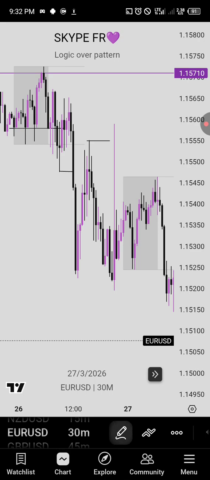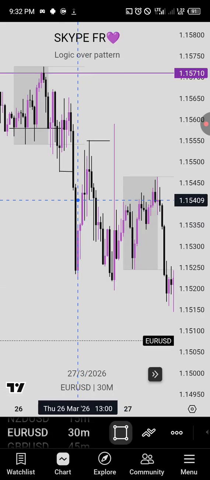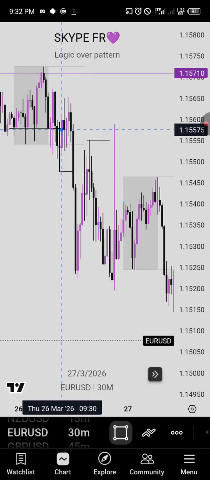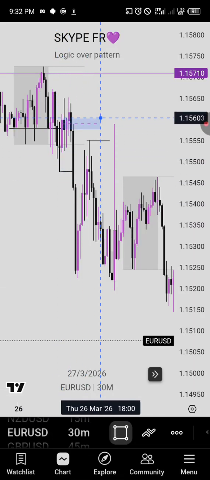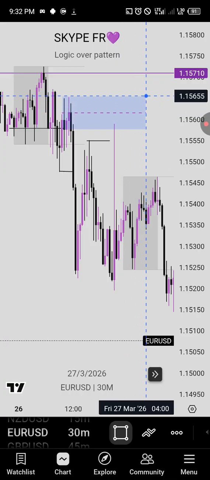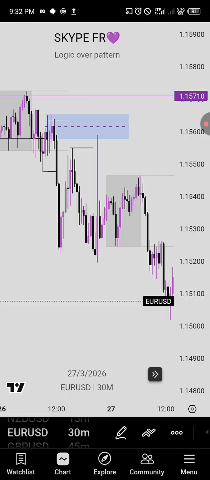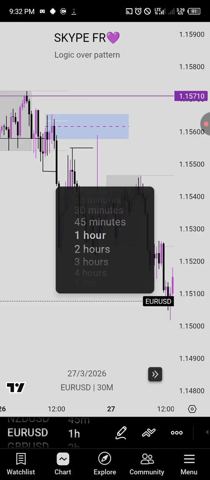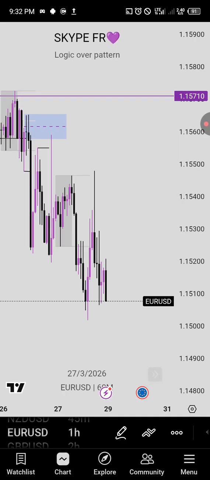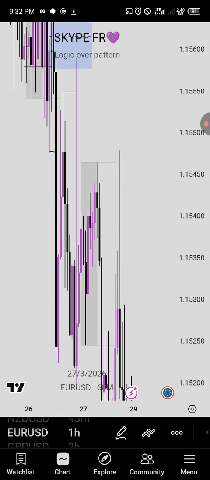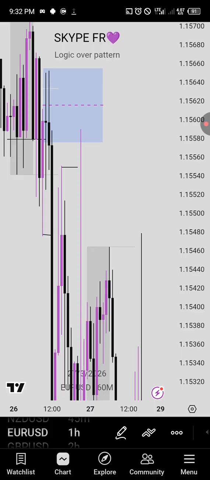This is a breaker block. So we have this as a breaker block. Now this is our area of interest. This is our level for entry from the breaker block. Remember, that breaker block level is also a key level on the 1 hour time frame. You can see closer to this OC here.